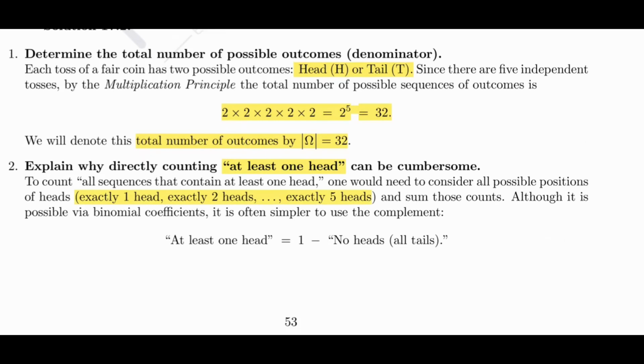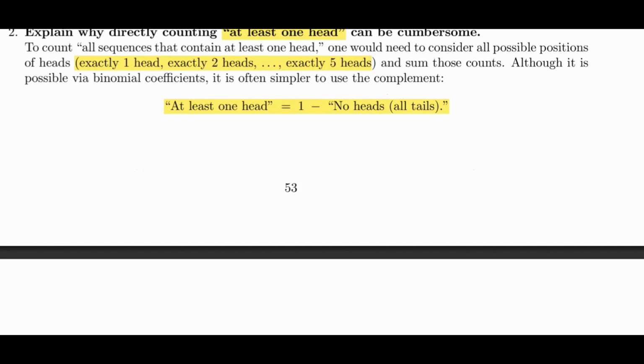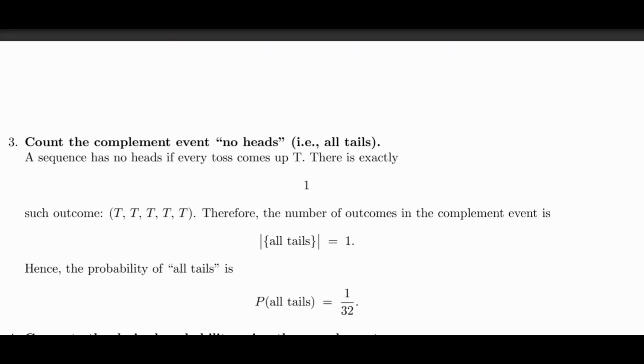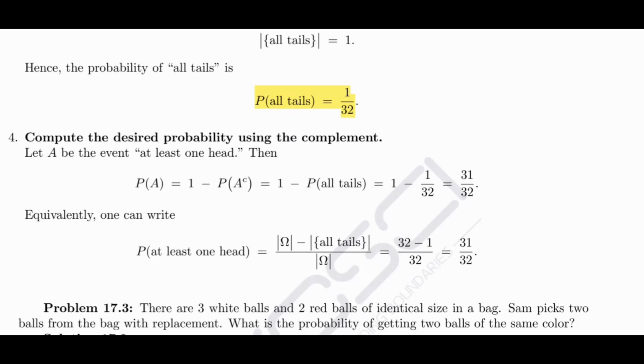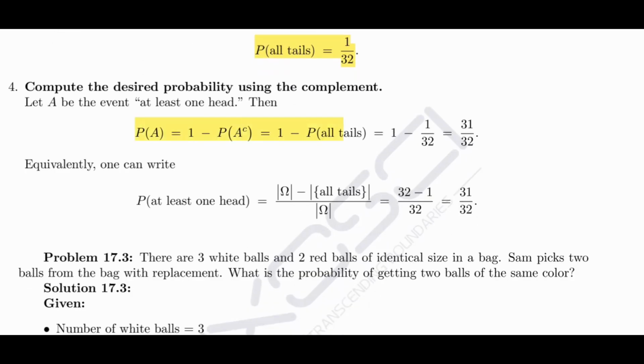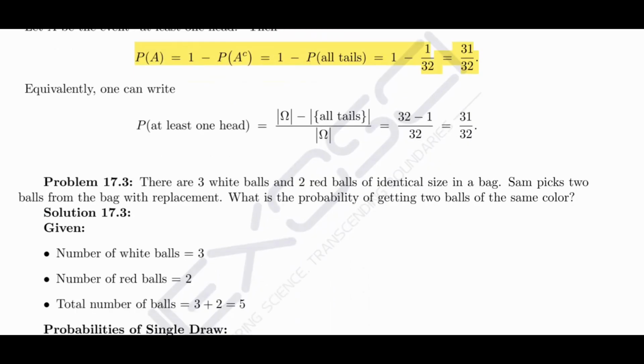That becomes very complicated. So instead, we use the complement method. The opposite event of at least one head is no heads at all. That means all tails. There is only one sequence like that. So the probability of all tails is 1 out of 32. Therefore, the probability of at least one head is 1 minus 1 over 32, which is 31 out of 32. What did we learn here? When direct counting is messy, we can calculate the complement event, which is often much easier.